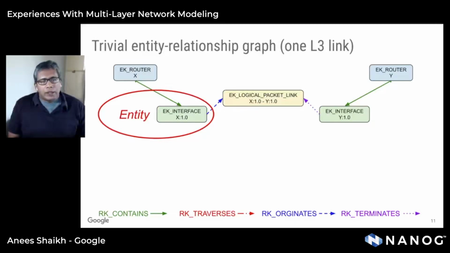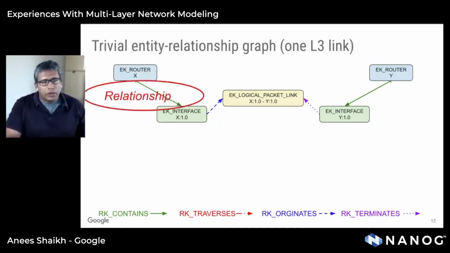They each have a contains relationship. This is the green arrows with interfaces. So they contain this interface. This interface has an originate terminate relationship with a logical packet link. So we use logical packet link to represent sort of L3 adjacency. And you can see that this is sort of how we represent entities and relationships. So the relationship, as I said, is the contains picture here.